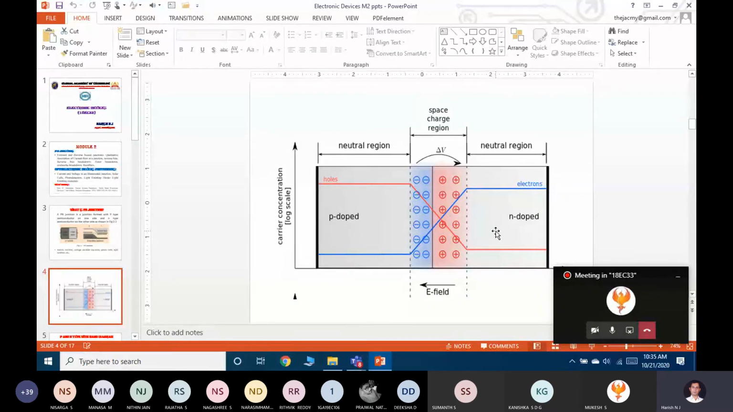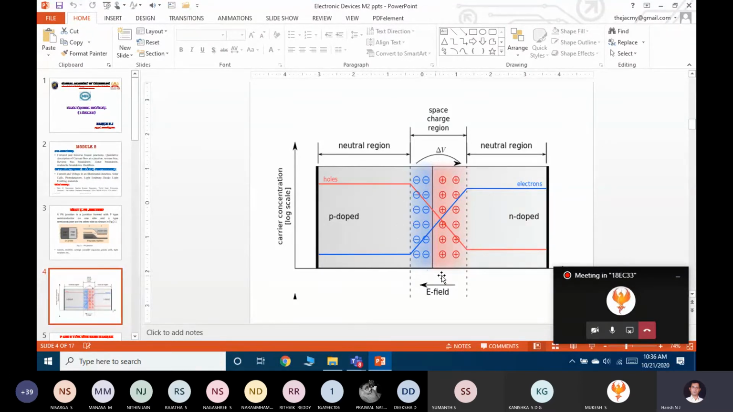I will repeat the statement once again. When I join P-type semiconducting material and N-type semiconducting material together, a few electrons start moving from N-type to P-type and a few holes start moving from P-type to N-type. Those electrons and holes diffusing across become ions.